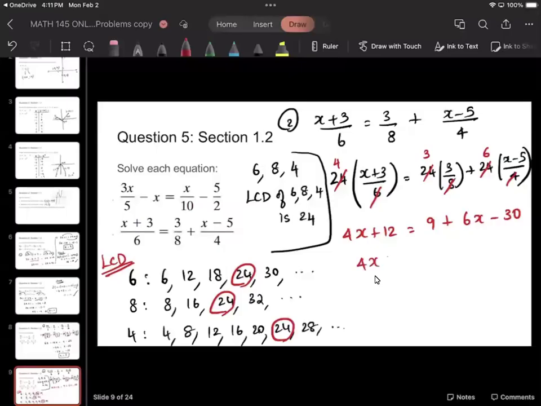So combine the like terms on the right hand side. 9 minus 30 is negative 21. Then bring the 6x to the left and the 12 to the right. And then your answer is this.